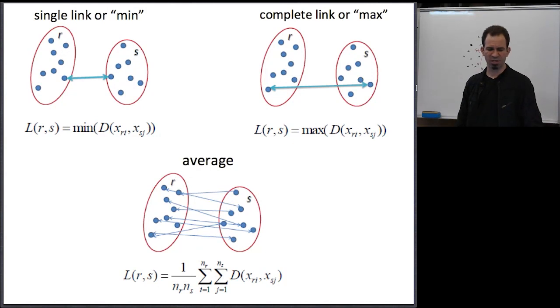Overview actually uses the single link distance, the minimum distance, not for any deep philosophical reason, just because we found a very efficient algorithm to do it. You can see that these algorithms might have the same efficiency, because in particular, the average distance is a sum over all pairs.